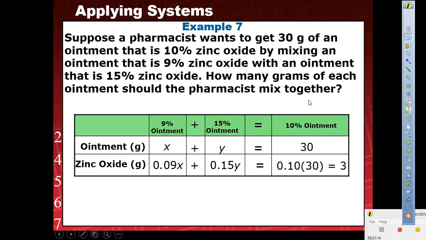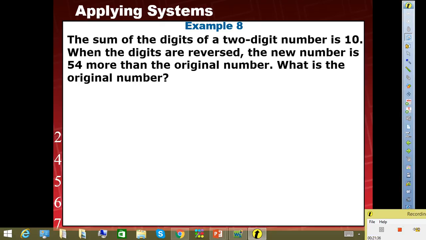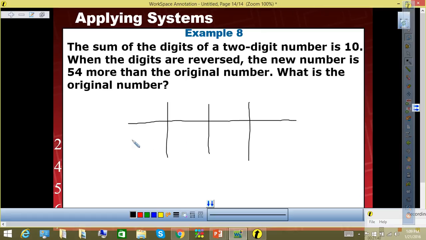This is the last kind of word problem that we're going to look at, which is the digit numbers. Here we go. Example 8. The sum of the digits of a 2-digit number is 10. When the digits are reversed, the new number is 54 more than the original. What is the original number? Copy that, please. 3 lines down: 1, 2, 3. 2 across.